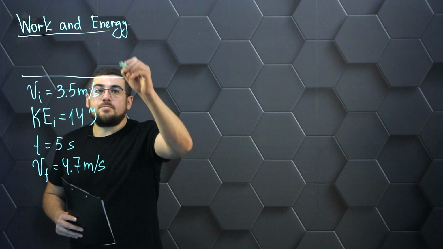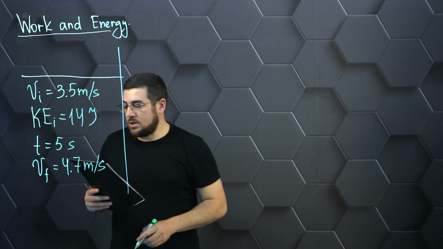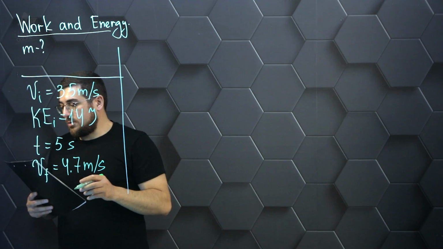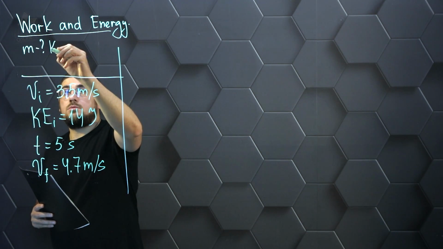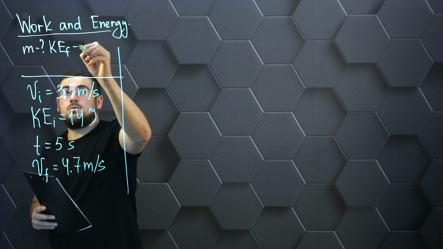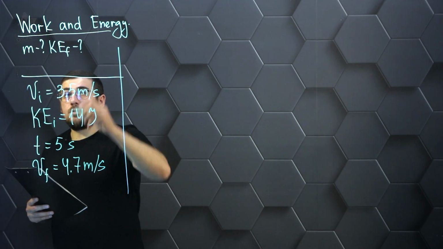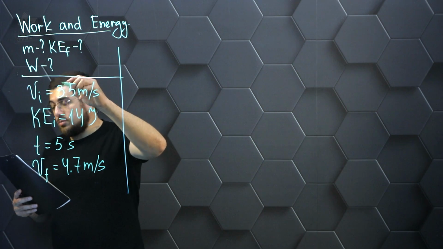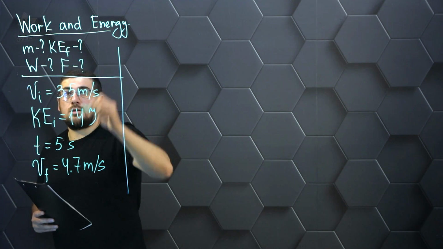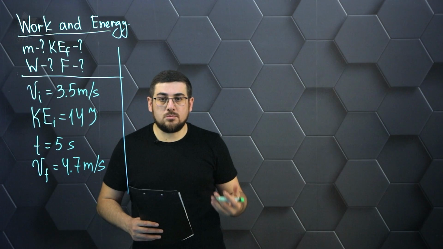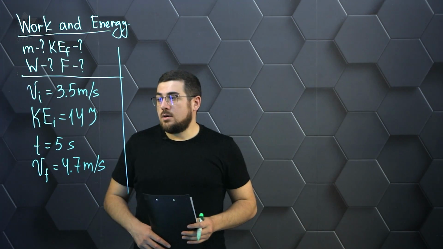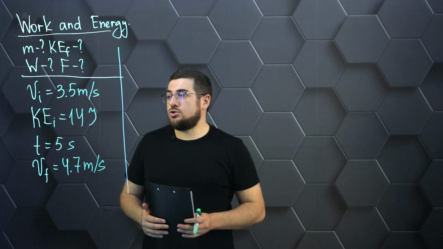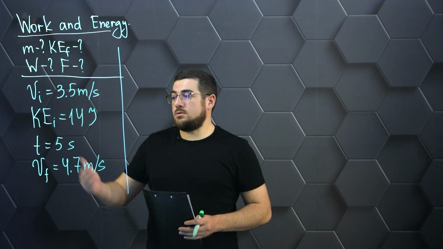So now the questions. We need to determine the mass of the body. We need to determine the kinetic energy. We also need to determine the work. And we also need to determine the force that acted on this body. The four quantities we're going to determine. Let's start in order. Let's see if we can determine the mass of a given body, in this case if we have a set of such data available.